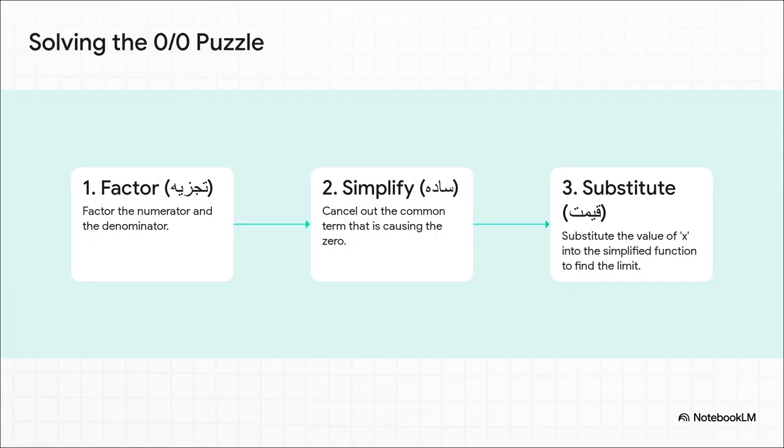And here is the classic three-step recipe for solving that 0 over 0 puzzle. First, you factor the top and the bottom of the fraction. This almost always reveals a common term. That's the culprit, that's what's causing the zeros. Second, you cancel that troublemaker out. And finally, you can plug your value for x back into the new simplified expression. And poof, the true limit will appear.